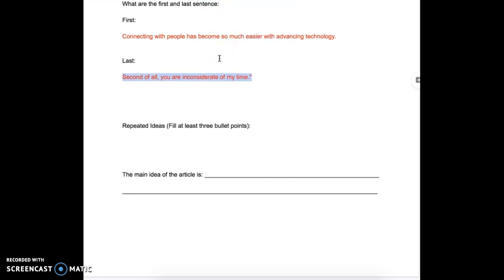I don't know if there was some mistake there, some sort of foofara, something that happened there. But anyway, we're back. So the first sentence: connecting with people has become so much easier with advancing technology. And the last sentence: second of all, you are inconsiderate of my time. I think we are definitely seeing more value in the first sentence than the last one. Repeated ideas. Most important is a vocab word.